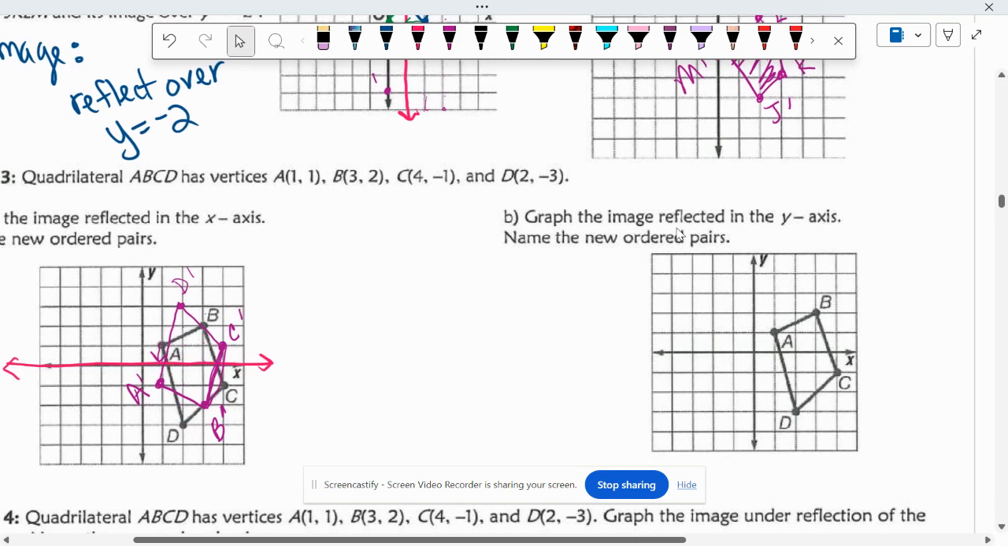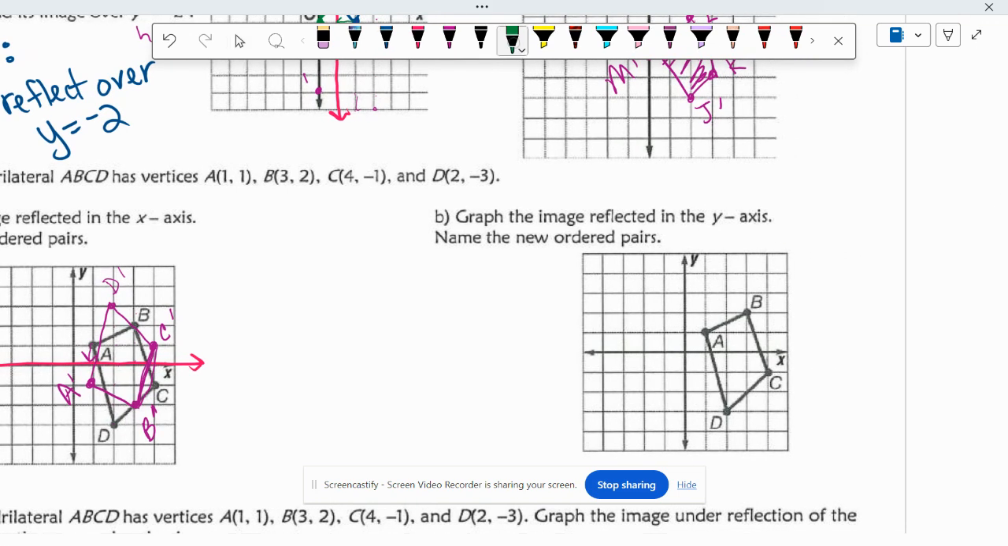So that is my reflected image. So for this one, I want you to pause your video. I'm going to draw your line of reflection. You're reflecting over the y-axis. I want you to count the distance each point is away from the line of reflection, and move it that same distance away on the other side of the line of reflection. So you're going to reflect that on the other side. Okay, so pause your video and do that. Make sure that you label your points with the primes.